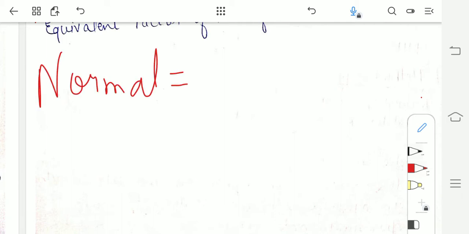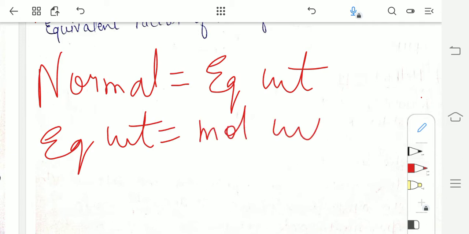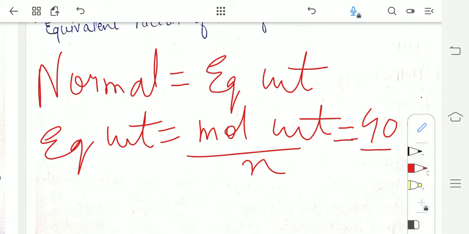So as I said earlier, whenever we have to prepare normal solutions, we see the equivalent weight, and equivalent weight is equal to the molecular weight upon the n factor. Okay, so molecular weight for sodium hydroxide we calculated just now, which was 40, and now here we must understand what is the n factor.